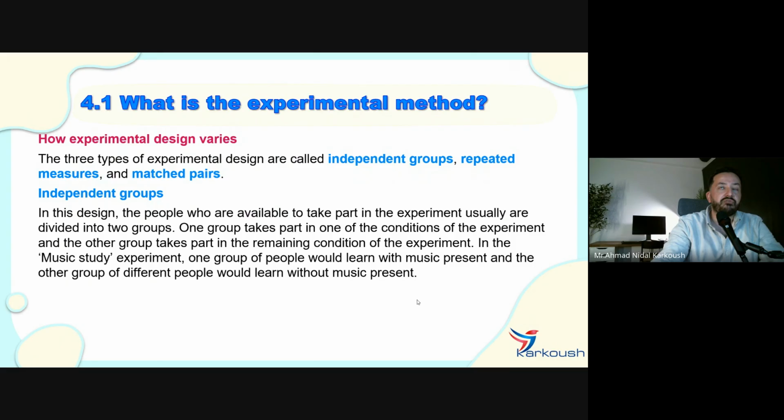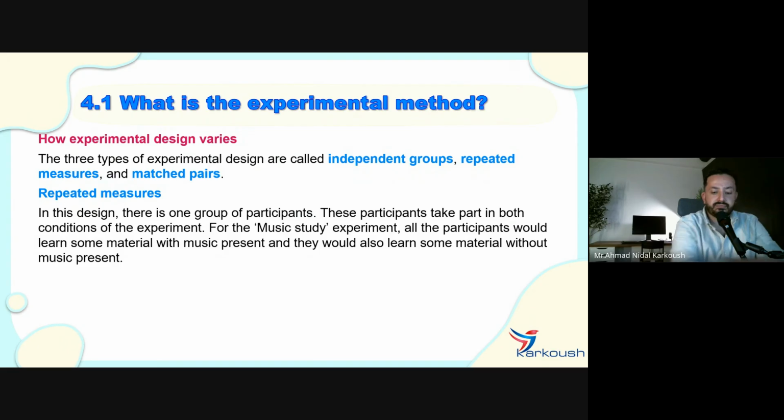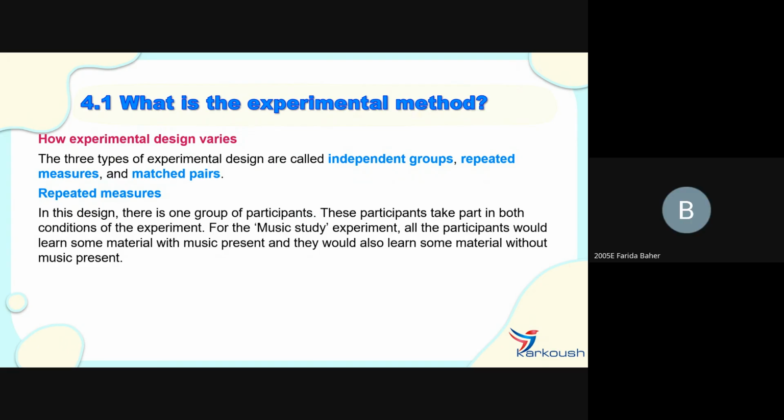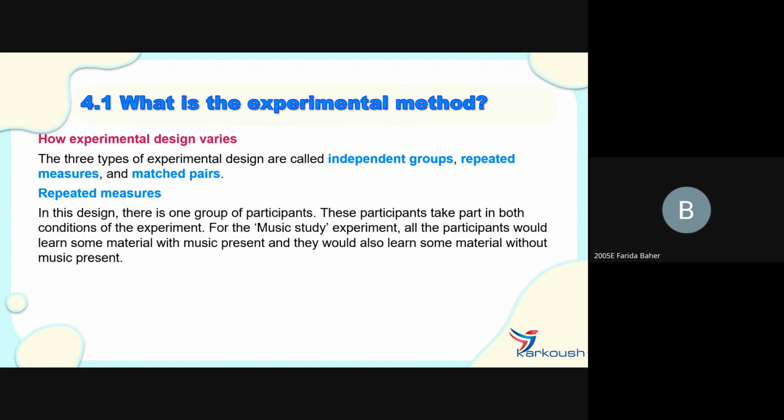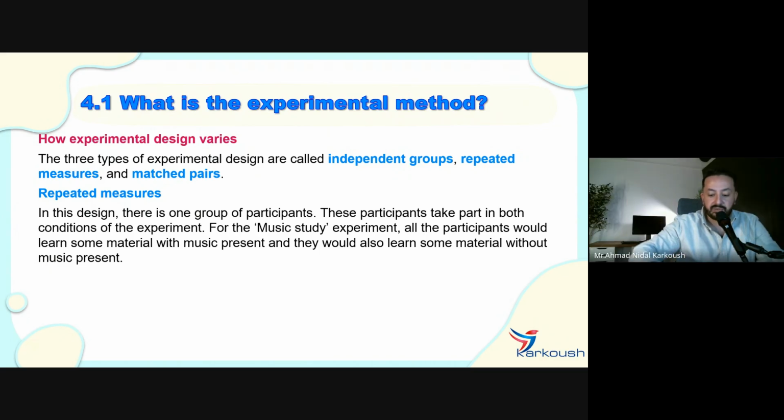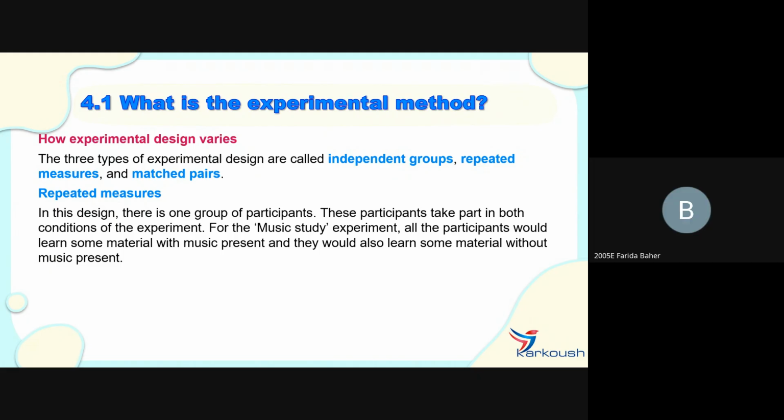Now we have a question here from Farida. Can I say 10 people are going to study with music and 10 people won't study with music in the independent groups? Yeah, if you have 20 people. Let's imagine you have 20 people in repeated measures. Are they gonna study once with music and the other time without?